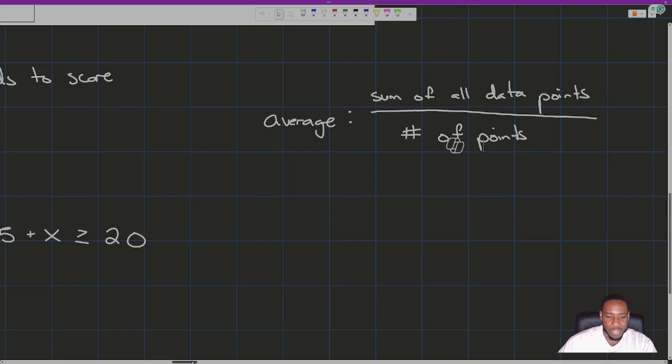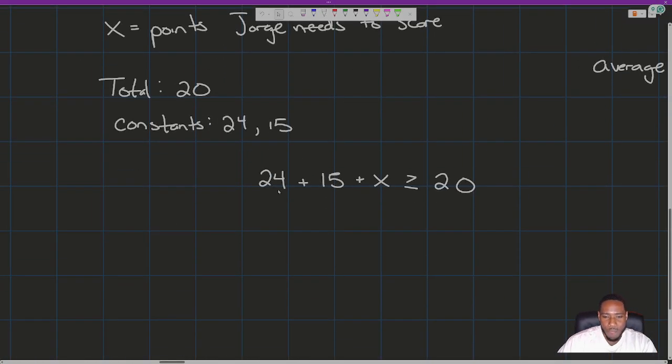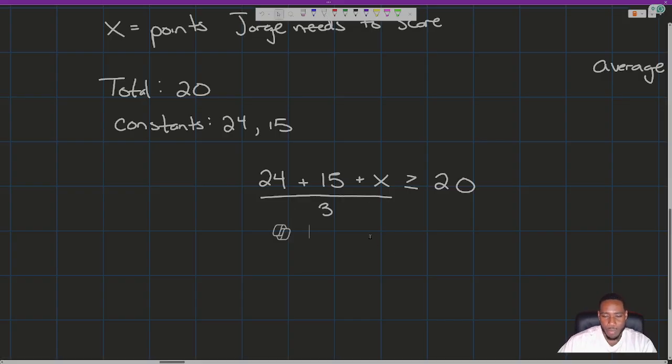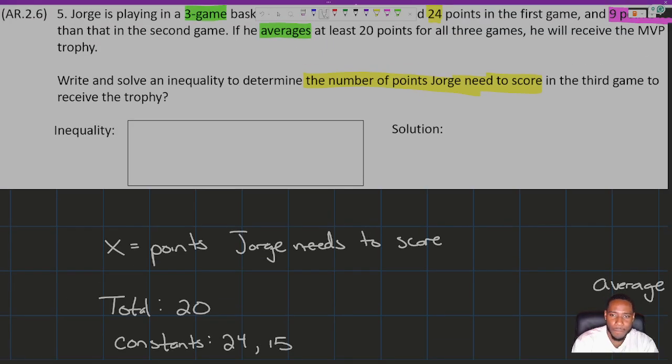We're going to apply that to our situation here. 24 plus 15 plus X would give us the total score across all three of the games. But to average it, we need to divide it by the number of games that he's playing, which is 3. And so that's going to be the inequality that we can use to represent the scenario. So I'll rewrite that up here. 24 plus 15 plus X, all divided by 3, needs to be greater than or equal to 20.